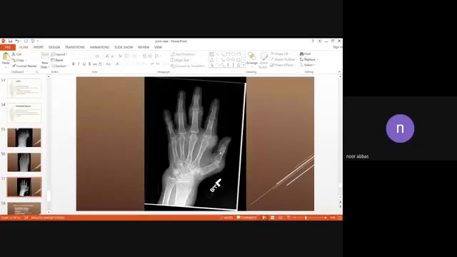This is also an example of tophi seen in this patient with gout. Soft tissue density, periarticular in location, is characteristic of gout.